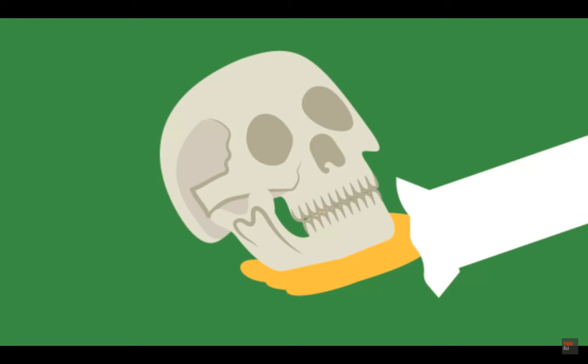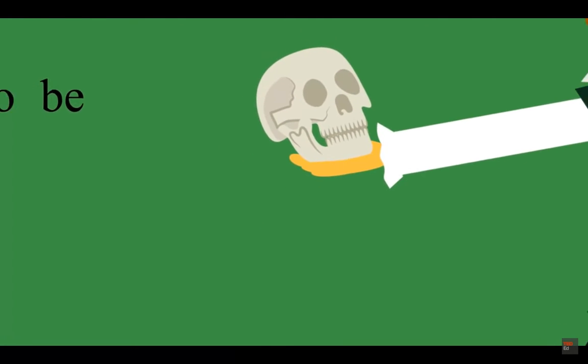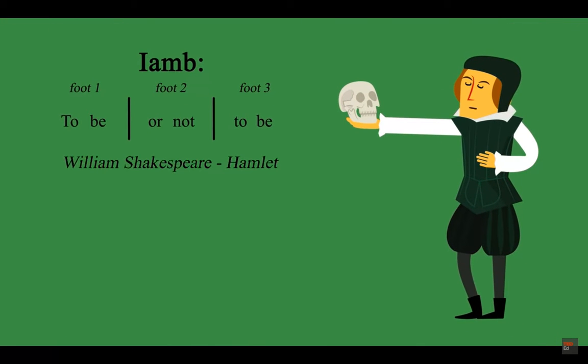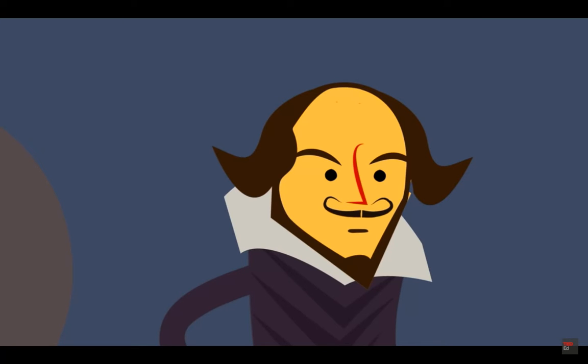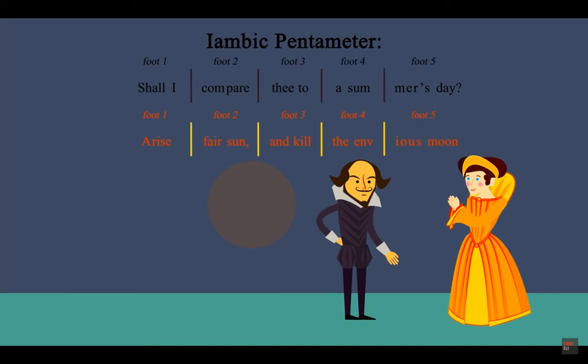But with Shakespeare, it's all about the iamb. This 2-syllable foot is like a reverse trochee, so the first syllable is unstressed and the second is stressed, as in to be or not to be. Shakespeare's favourite meter in particular was Iambic Pentameter, where each line of verse is made up of 5 2-syllable iambs for a total of 10 syllables.